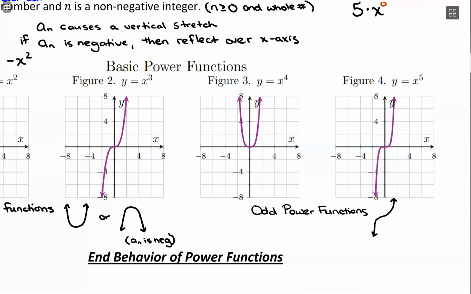Now if a_n is negative, then what we would see is this reflection over the x-axis, which would cause it to do something like this: coming from positive infinity off to negative infinity, and that happens if a_n is negative.